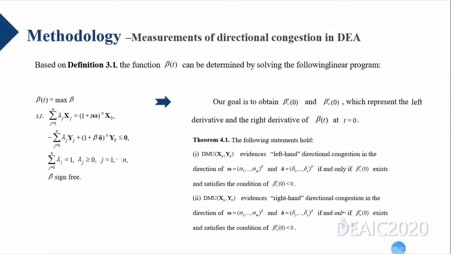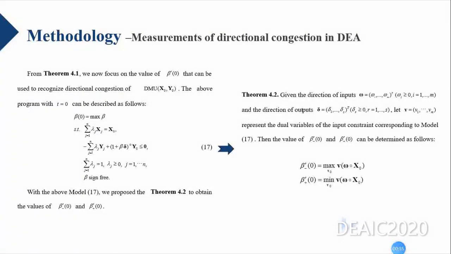Conversely, if and only if the right derivative is less than 0, the target DMU evidences right-hand congestion in the given directions. And now we focus on computing the values of the left derivative and the right derivative. Therefore, Theorem 4.2 is proposed.